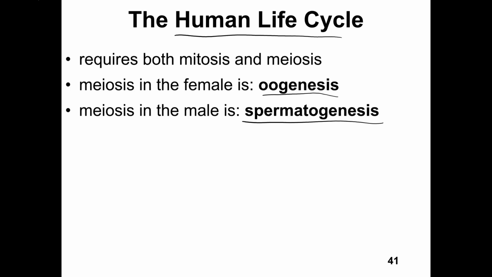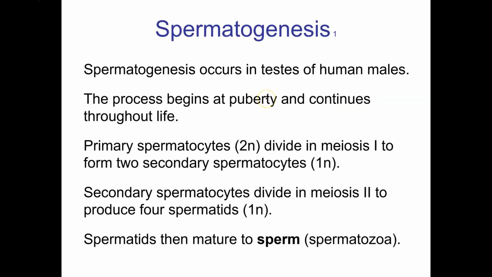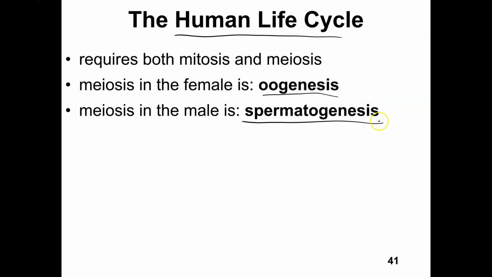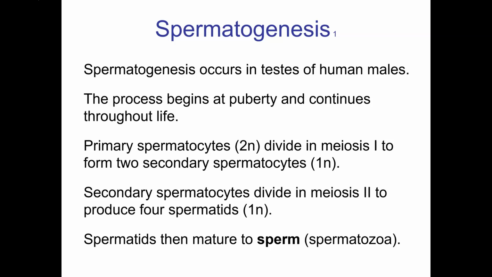So in females, meiosis is termed oogenesis. In males, this is termed spermatogenesis. So let's look at these. In males, spermatogenesis is what produces sperm cells, and this occurs in the testes of males. The testes are the primary sex organ for males. So this is where all sperm are produced.